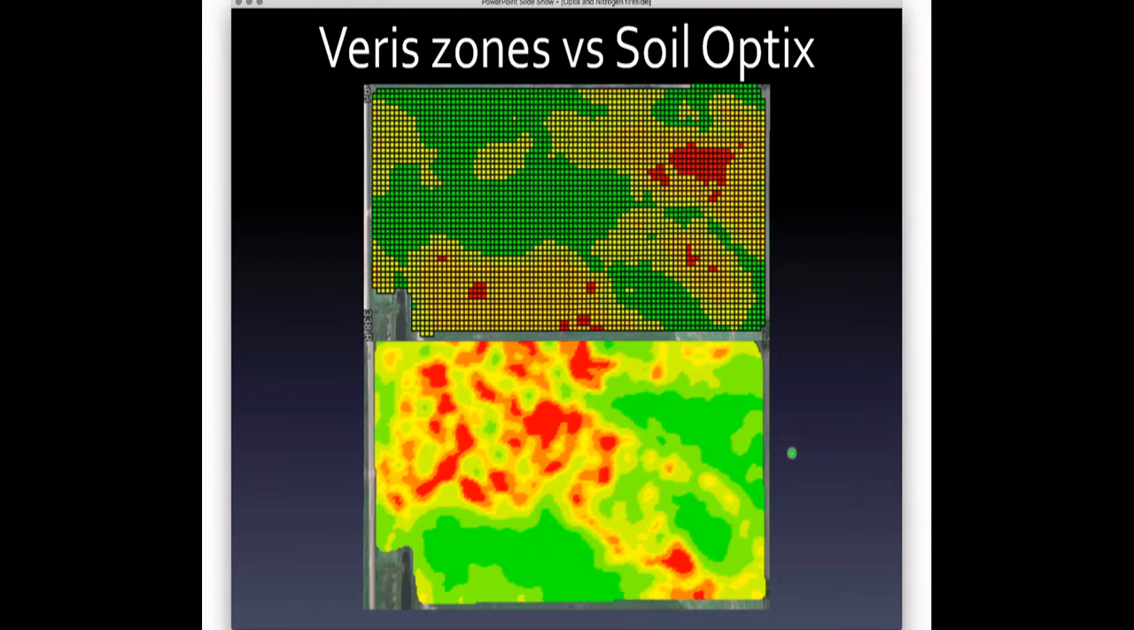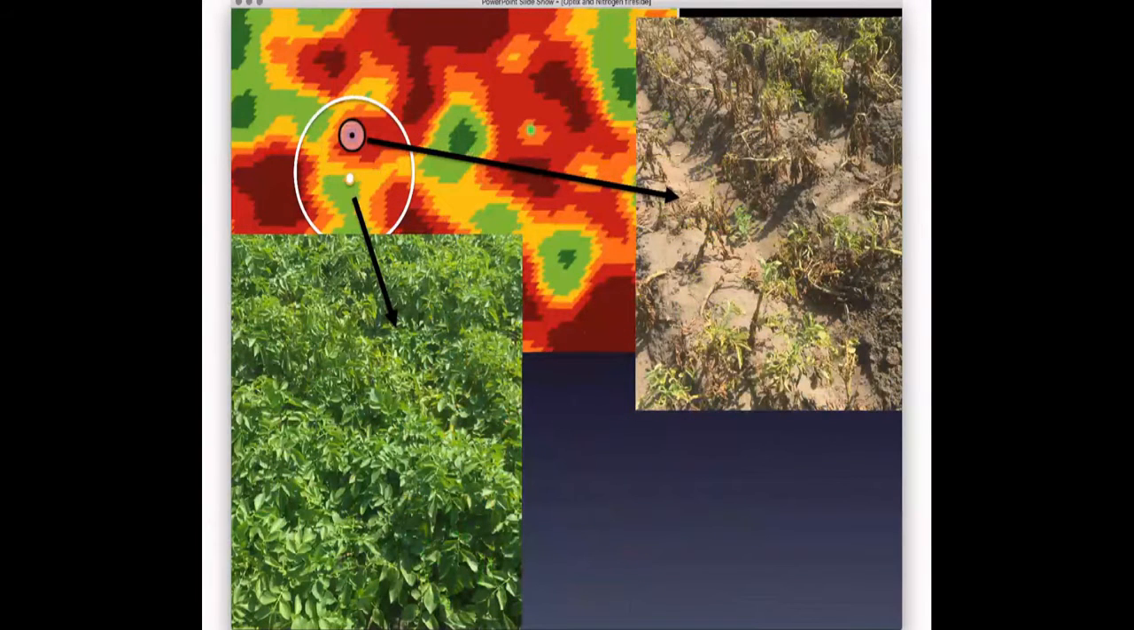So we are mapping soil changes, but we're specifically going to focus in on this small area of the field. When you look at this, we've got an organic matter map in the background. The red areas are lower organic matter. The green areas are better organic matter. You look at the potato crop growing there.